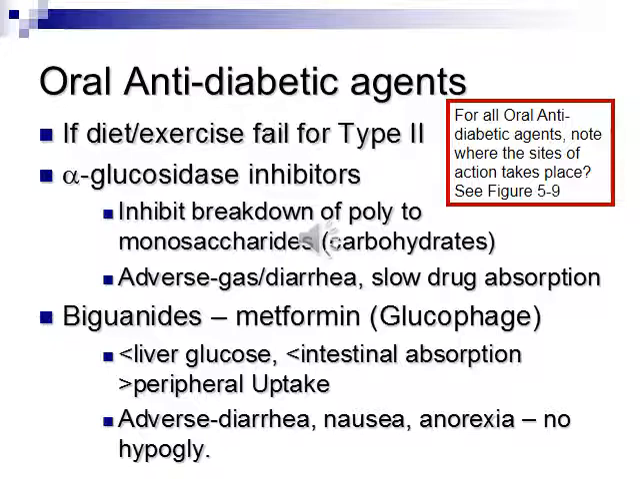As you see going through them, they all basically do the same thing, they just do it in different ways. So your alpha glucosidase inhibitors basically inhibit the breakdown of polysaccharides to monosaccharides. So it decreases some of that buildup of glucose in the body, whereas something like metformin is going to decrease liver glucose, decrease intestinal absorption, and increase peripheral uptake. So make note of those mechanisms of action in some of the different types.